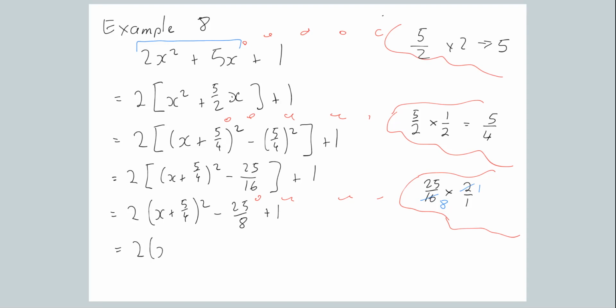Horrible. 2 outside of x plus 5 on 4 all squared. Now, again, we'll do it in the head, and I won't do a thought bubble this time. 1 is just 8 over 8. So we're really saying minus 25 plus 8. And minus 25 plus 8 will give me minus 17. So it'll be minus 17 over 8. And that puts it into the completing the square form that we've been used to by now.